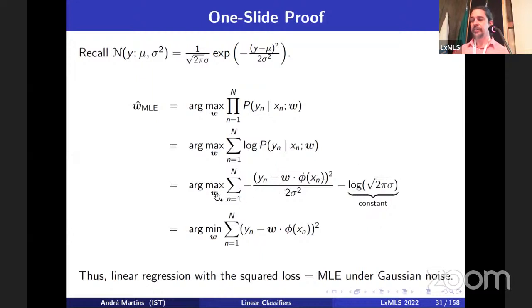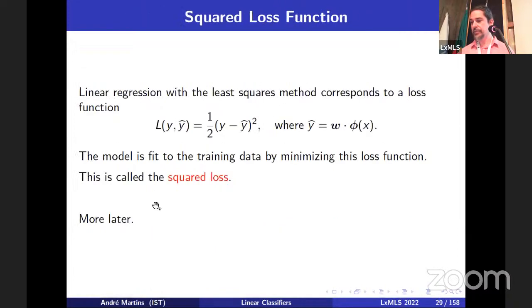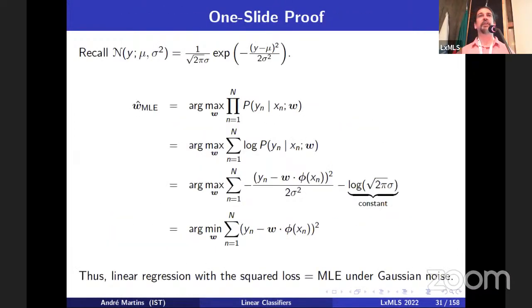Therefore, the model parameters that maximize the likelihood, again, because sigma is constant, we can get rid of it. It's just a scale factor here. This is the same thing as minimizing the sum of squares. So the least squares method is going to give us the maximum likelihood estimate for this model. A short way of putting it is that linear regression with a squared loss is the same thing as maximum likelihood estimation under Gaussian noise. Okay, any questions?